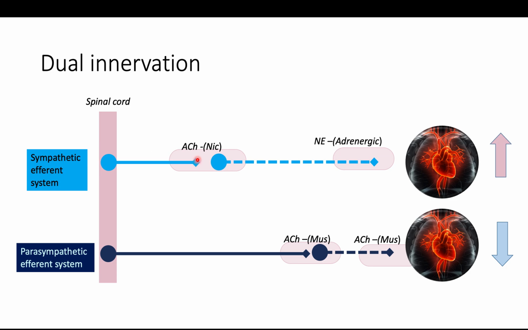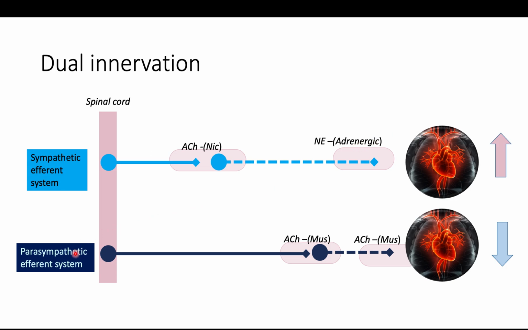This acetylcholine neurotransmitter acts on the nicotinic receptors on the sympathetic neuron, and later it releases norepinephrine, or adrenaline, which acts on the adrenergic receptors. When these adrenergic receptors are activated, it will increase the heart rate.